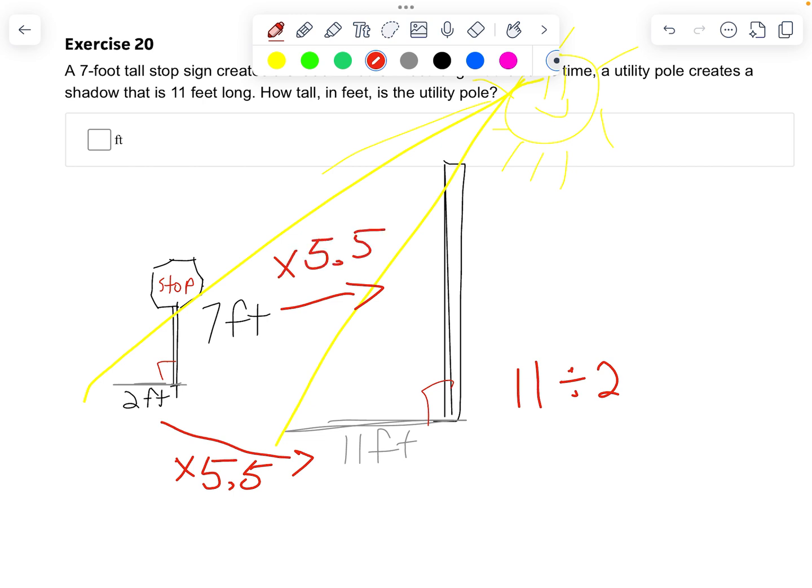Okay, I'm going to use my calculator. 7 times 5.5 is 38.5. And that is correct. That is the right answer. 38.5 feet tall, and that is my final answer.